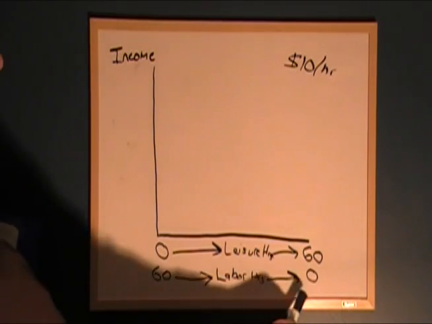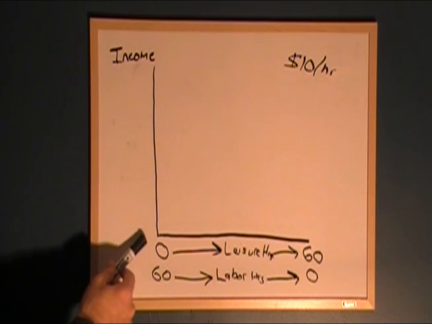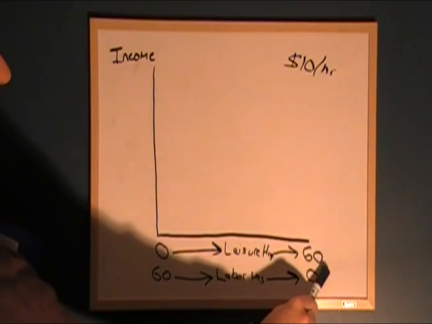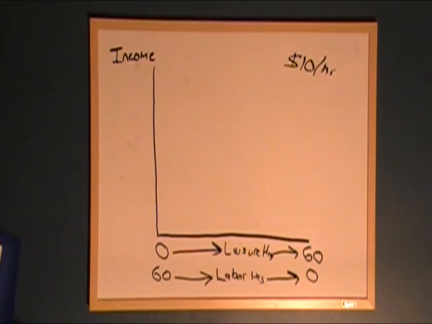Now you see down here that on the far left end we have 0 leisure hours and 60 labor hours. On the far right end, we have 60 leisure hours and 0 labor hours. Right in the middle, we'd have 30 leisure hours, 30 labor hours. They're always going to add up to this 60 because that is the maximum number of hours that we can work in this example. If we're not taking a leisure hour, we're providing a labor hour. If we're not providing a labor hour, we're taking a leisure hour.